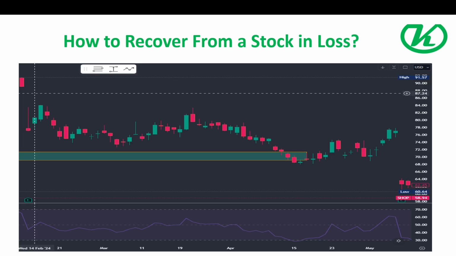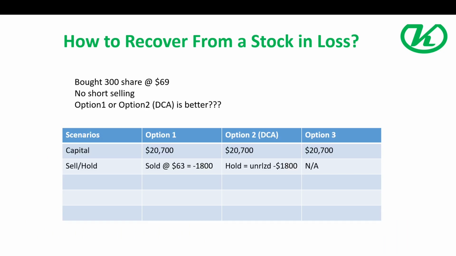Okay, fast forward, let's see what we have. Here's what I was sharing. I bought 300 shares at $69. I won't be talking about short selling because in some registered accounts you cannot do short selling, so I'm not considering short selling to be an option. But we're looking at option one, option two, and option three. Option one is simply when you have the stock and the price falls, you just sell it and take your losses, and then we re-enter the market at a later stage.